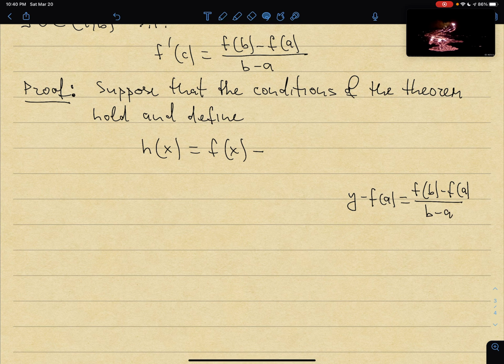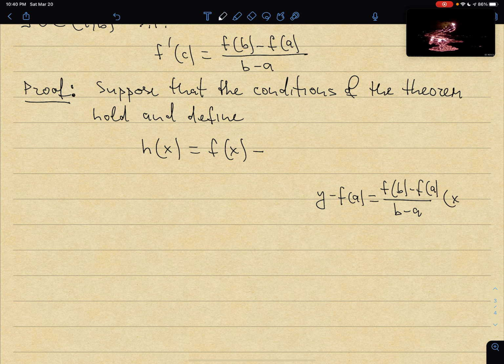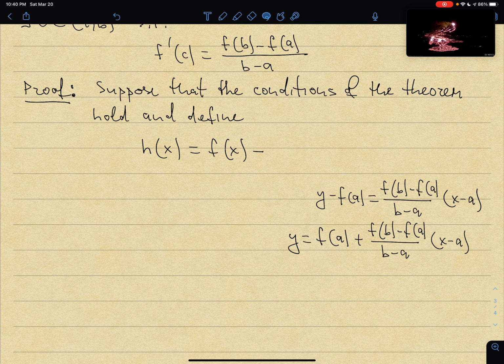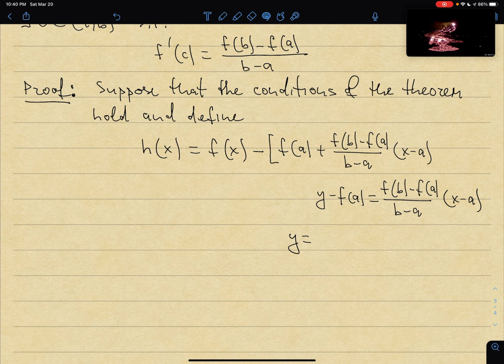And the rest of the point-slope formula says that I need to multiply this by x minus a. And if I solve for y, I'm going to get f of a plus this stuff. So this would be an equation of a line that connects the initial and the final point, the equation of the line L of x that I was talking about. And then I can just take that equation and subtract it from f of x. So let's do this.